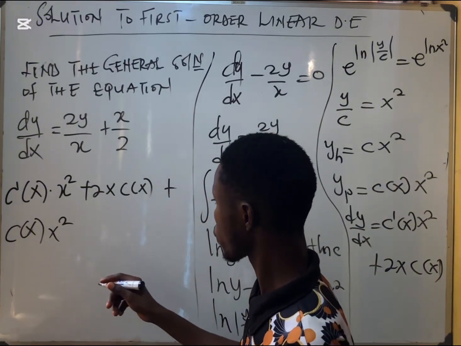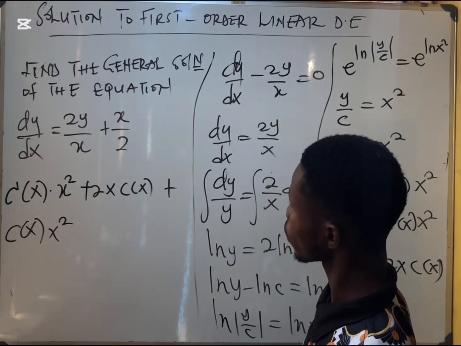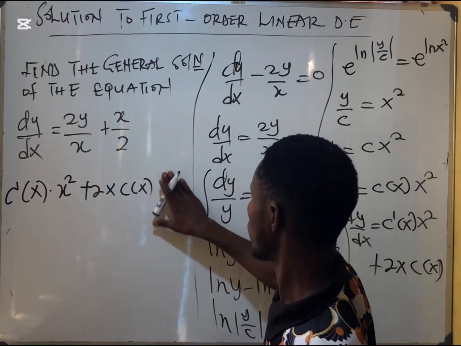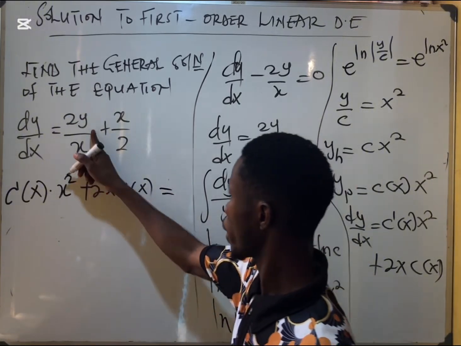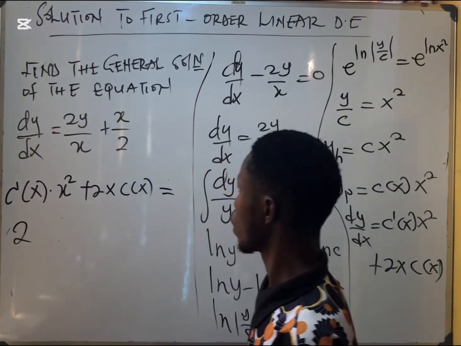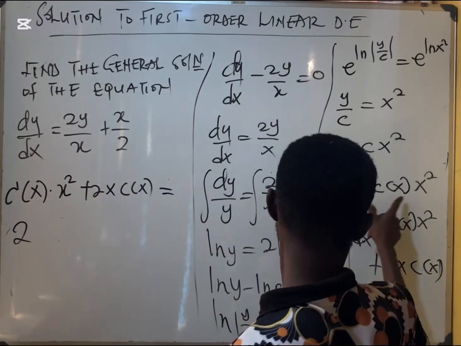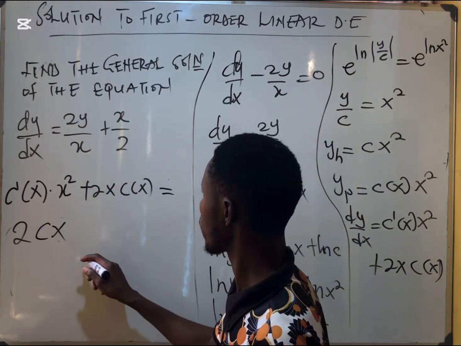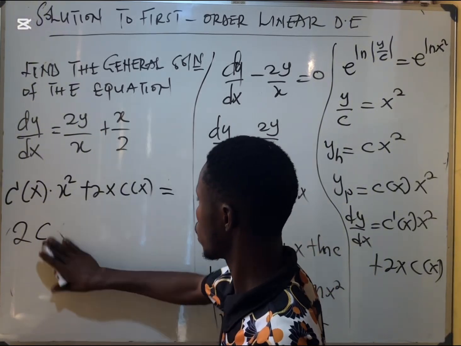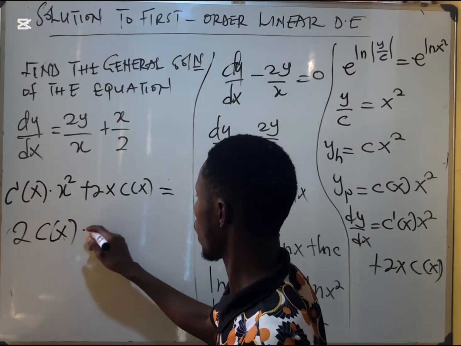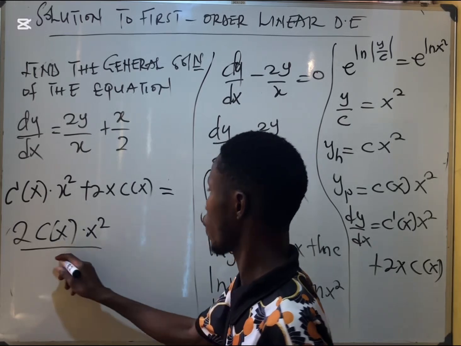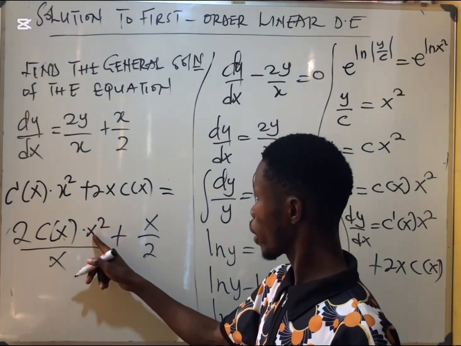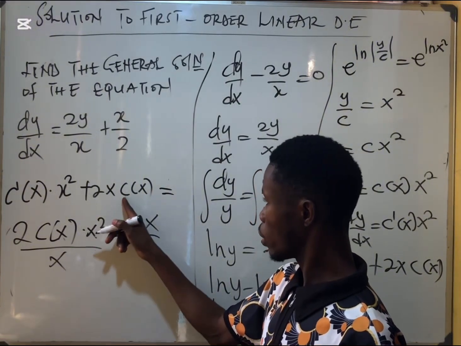And remember, this one is not plus. After the dy/dx is equal to, on this side I'm going to have 2. Now the whole of this y is that y of p here, which is c of x times x squared, and the whole of this is divided by x. And if you look at this one and this, they will be the same.